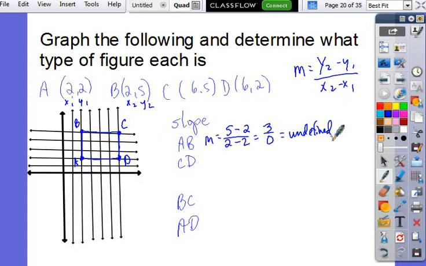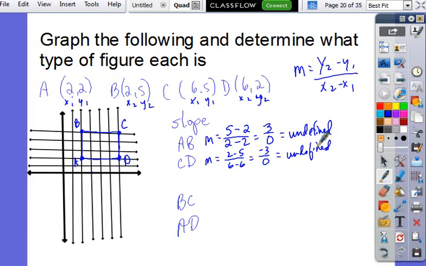All right, go to CD. I'm going to do the same process. There's my X1 and Y1. There's X2, Y2. 2 minus 5 over 6 minus 6. Negative 3 over 0. Undefined.